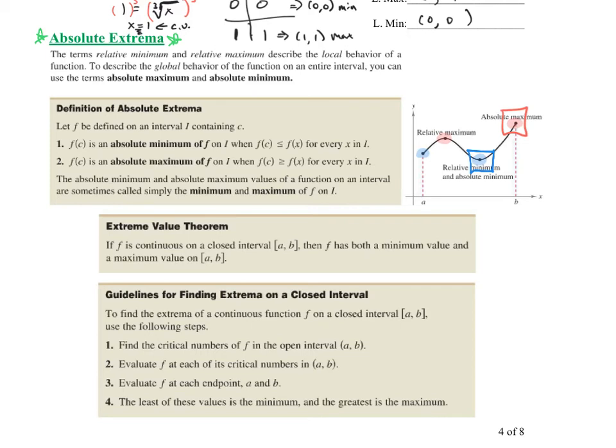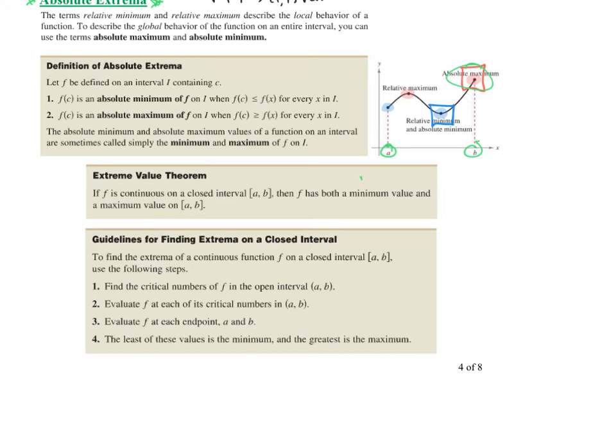The first thing we want to notice is where can absolute extrema occur. Absolute extrema have to occur at an endpoint of an interval or at a relative maximum. Absolute minimum, again, must occur at endpoints or at relative extrema. So if it is an absolute extrema, it is either an endpoint or it is at a relative maximum or minimum.